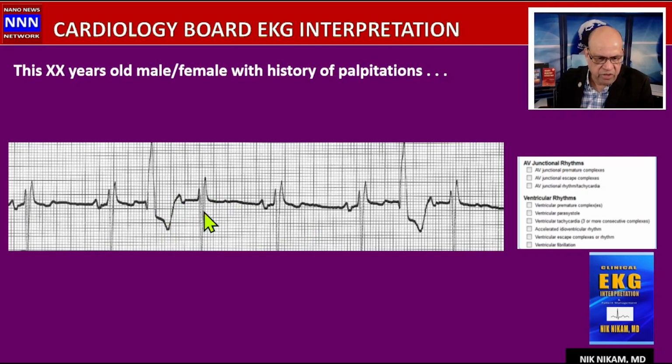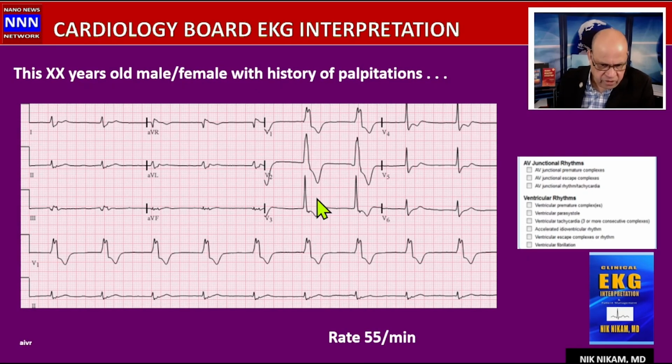If you see PVCs with no intervening pause, think about ventricular parasystole. And what do we have here? Here we have a wide QRS rhythm. The rate is approximately 55. Now the question is, is this accelerated idioventricular rhythm or is this ventricular escape rhythm?